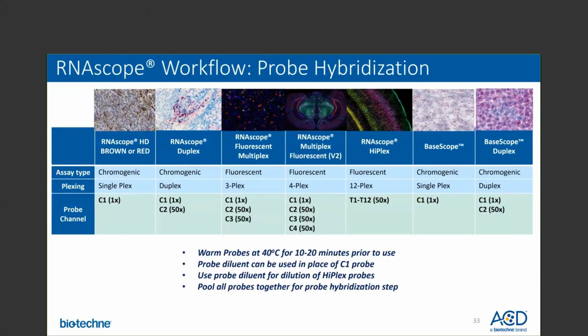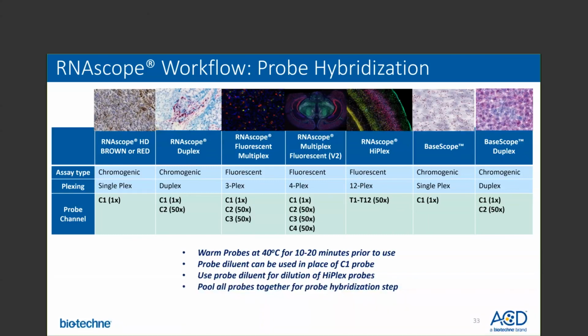For a singleplex RNAscope or BaseScope assay, you will need a C1 probe. RNAscope or BaseScope duplex assays will require C1 and C2 probes for detection of the two targets. The table summarizes the probe channels for each assay. The probe hybridization step requires pooling of all channel probes for the assay. 50x probes can be diluted using the C1 1x probe.